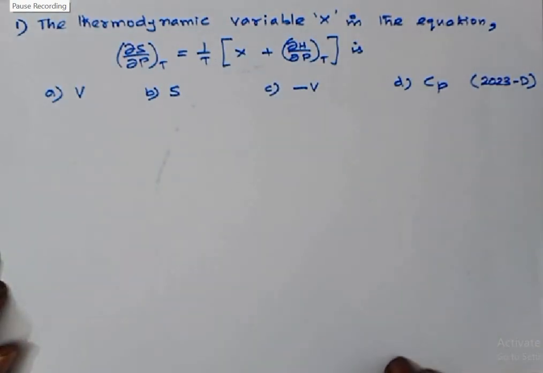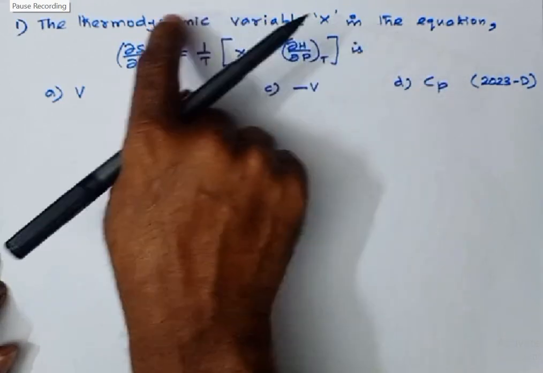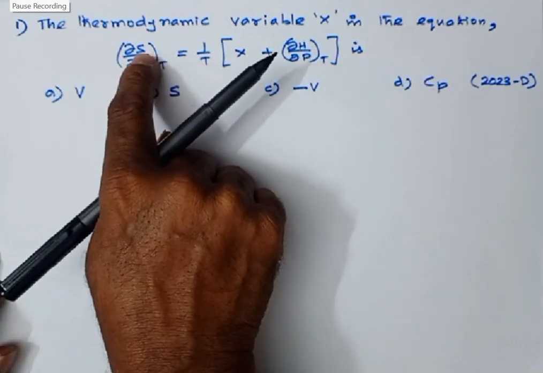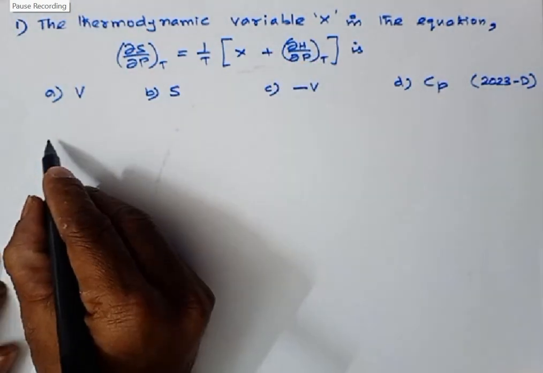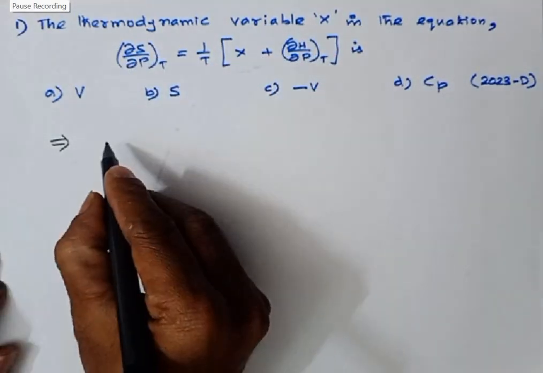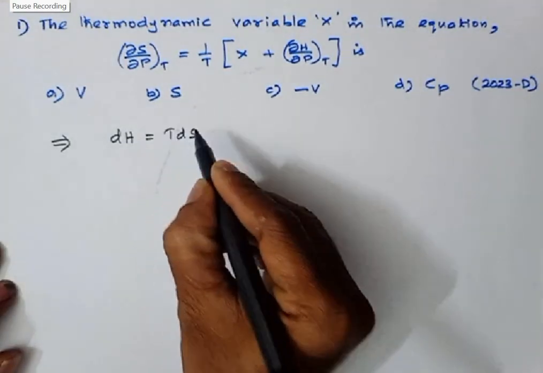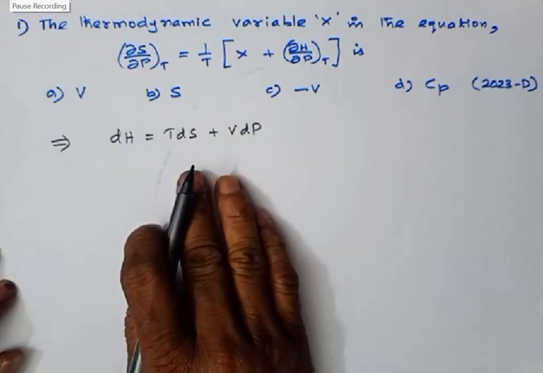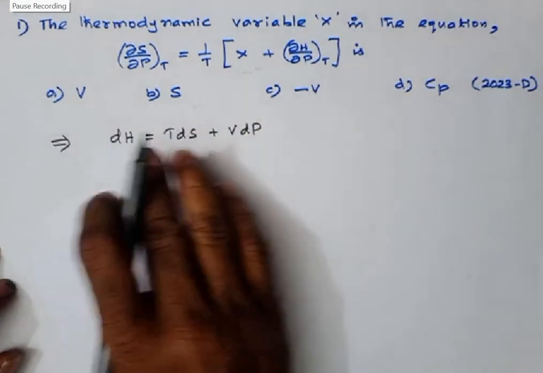So we need to find the thermodynamic variable that should appear in this equation. Just go through this equation carefully. It has an entropy term and an enthalpy term. We know very well the standard thermodynamic equation which connects enthalpy and entropy: dH equals TdS plus VdP. This is a standard equation, and you are all well acquainted with it.